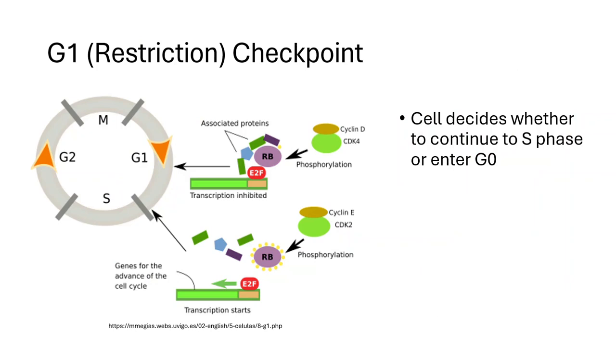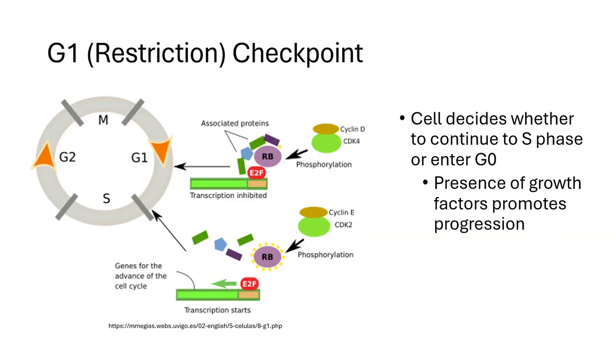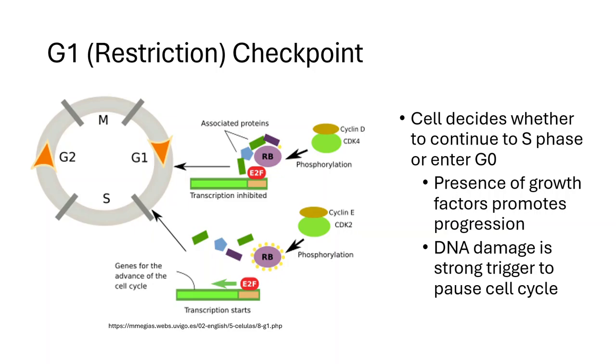So the first checkpoint we're going to talk about is the G1 checkpoint. It's also called the restriction checkpoint in certain species. So at this point, a cell is going to decide, are we going to continue on to S phase and commit to reproducing and replicating the cell, or are we going to exit the cell cycle or pause the cell cycle, or even enter G0 and stop dividing for a while? If you have growth factors present outside of the cell, that's going to promote progression to the next step. If you have DNA damage, though, or if there's cell crowding, then that would inhibit the movement past the G1 checkpoint to go on to S phase.